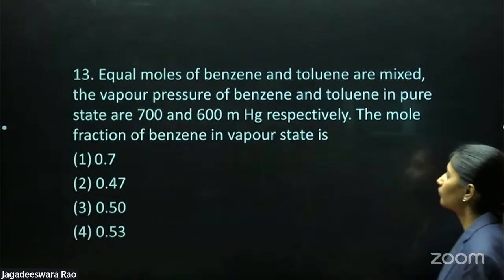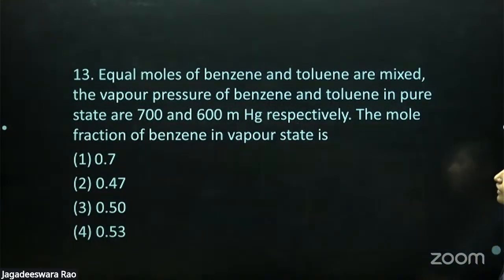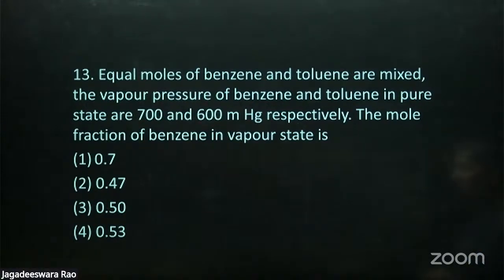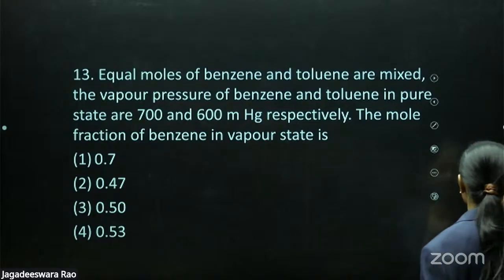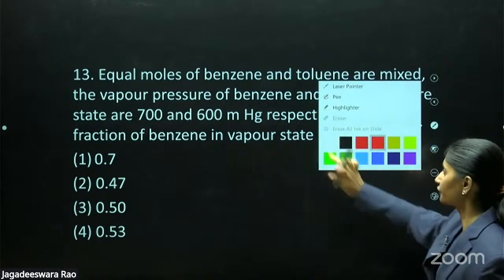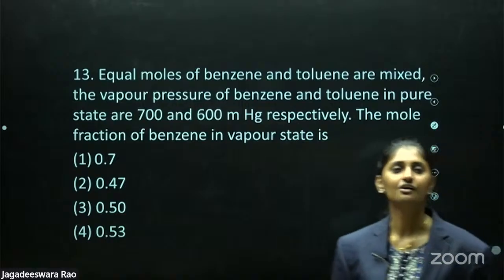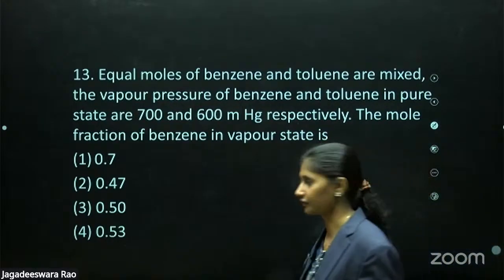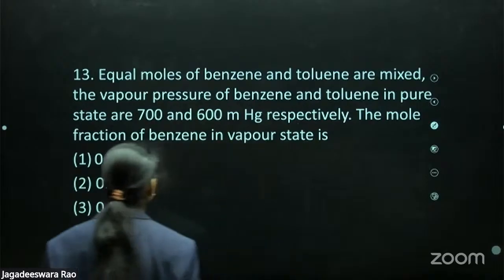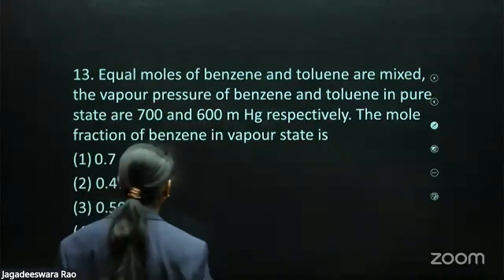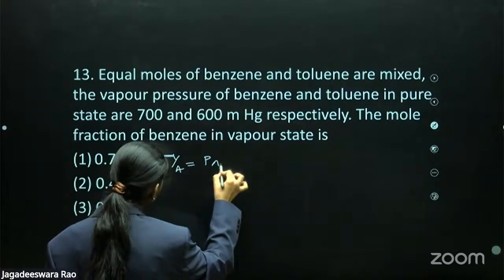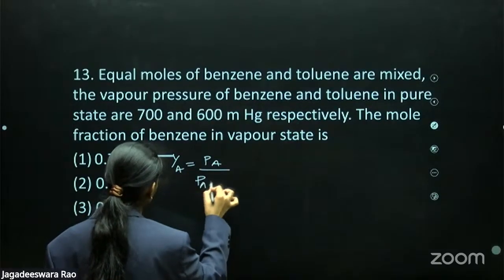Equal moles of benzene and toluene are mixed. The vapor pressures of benzene and toluene in pure state are this much. Now they're asking what is the mole fraction of the benzene in vapor state. I told you, right? They'll ask the vapor state. Then how do you do it in the vapor state? See students, in the vapor state, you cannot define Xa and Xb. Instead of that, you have to define Ya and Yb. So now I'll assume benzene as A and toluene as B. So Ya is equal to Pa by Pa plus Pb.